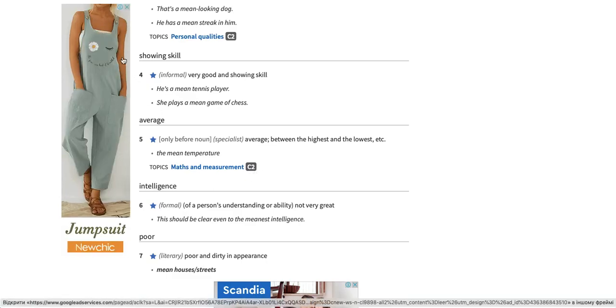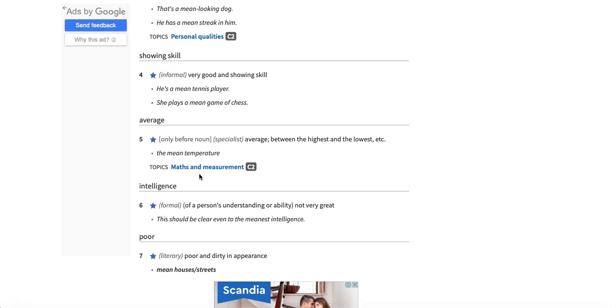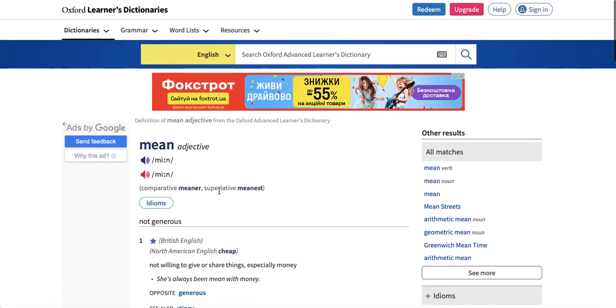Talking about C2 level, mean is also average, something average, usually used in measurements and mathematics. The topics are given here. So the mean number or the mean temperature means the temperature between the highest and the lowest points. So that was the first dictionary, Oxford Learner's Dictionaries, where you type the word and you have the level of this word.